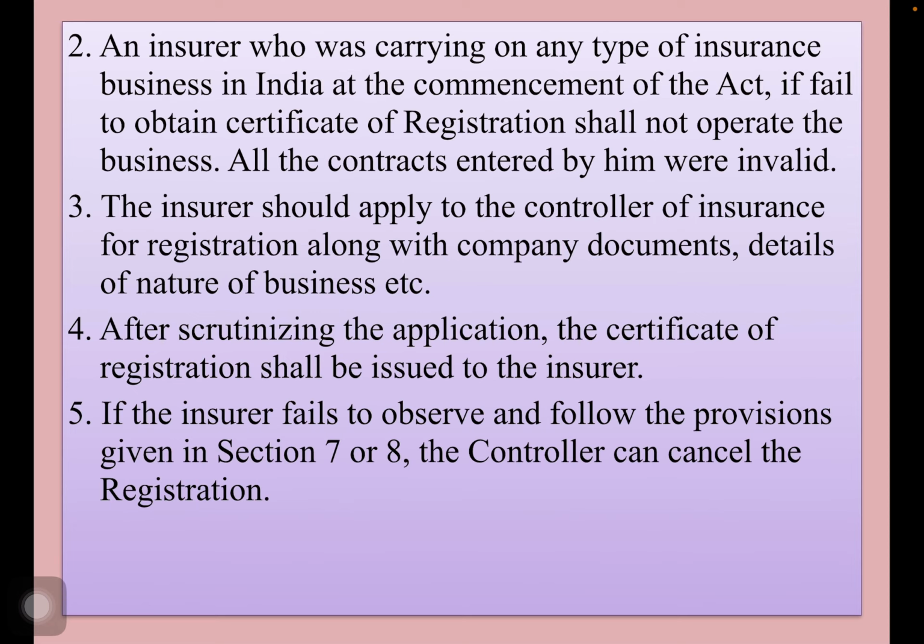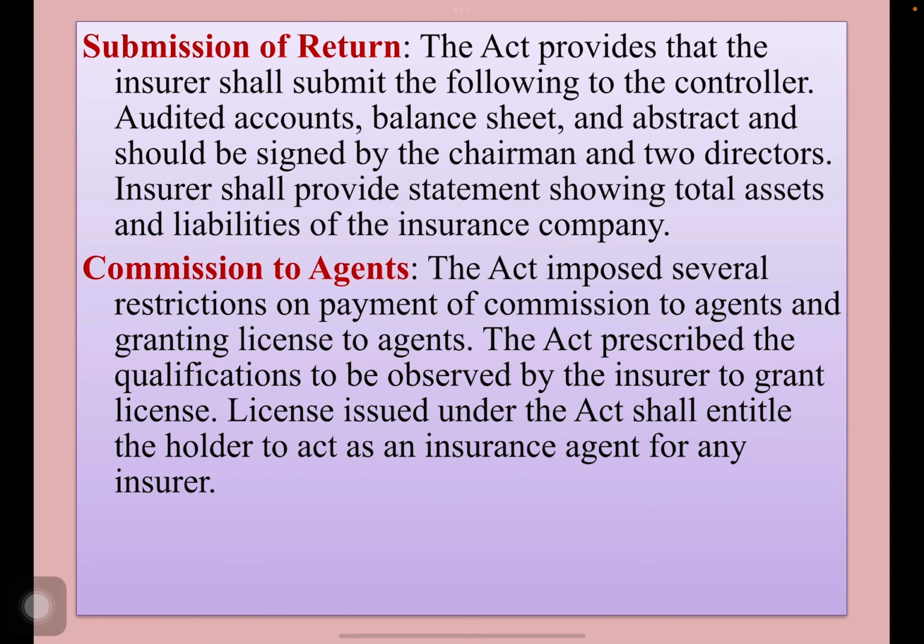The insurer should apply to the Controller of Insurance for registration along with the company documents and details of the nature of business. After scrutinizing the application, a certificate of registration shall be issued to the insurer. If the insurer fails to observe, especially if he forgets or overlooks the 7th and 8th sections, the controller can cancel the registration.